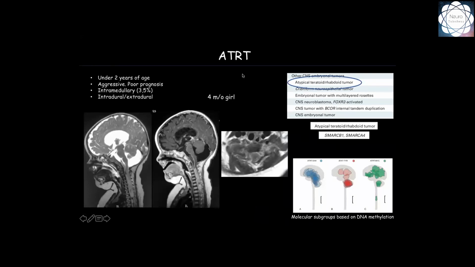ATRT are occasionally seen in pediatric patients in the spine. You know that there are 3 variants: the supratentorial, the infratentorial, and the spinal cord. Most of the spinal cord ATRT are related to MYC alteration. And you can see this case with an intradural extramedullary infiltration of this tumor with this subarachnoid extension, and the outcome is bad. They are usually related to one of these mutations.